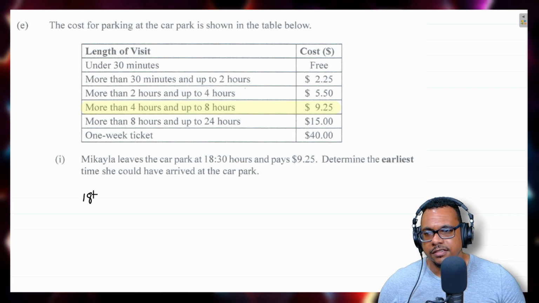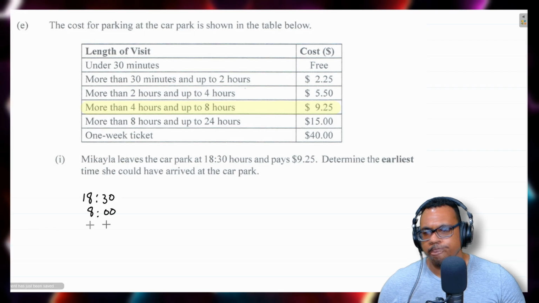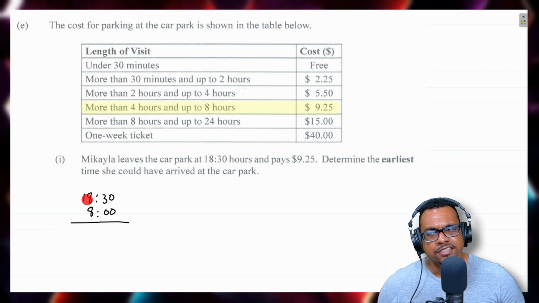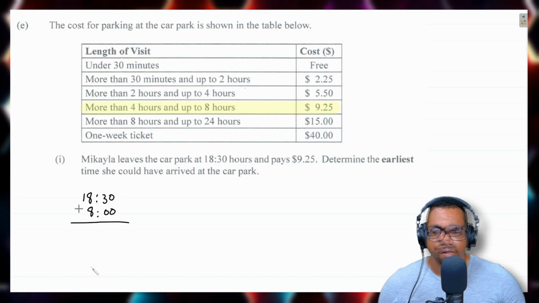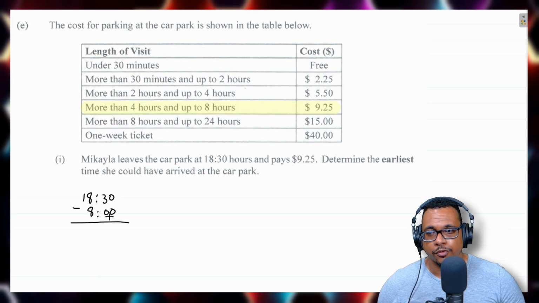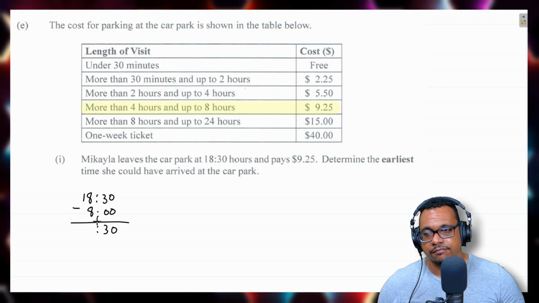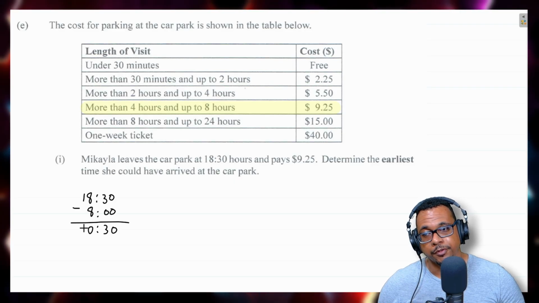So we have 18:30 like this, take away the 8 hours. So this is 18 hours and 30 minutes, and this is just 8 hours and 0 minutes. So we are taking away, of course, zeros. 3 take away 0 is 3, 8 take away 8 is 0, and remain with the 1.